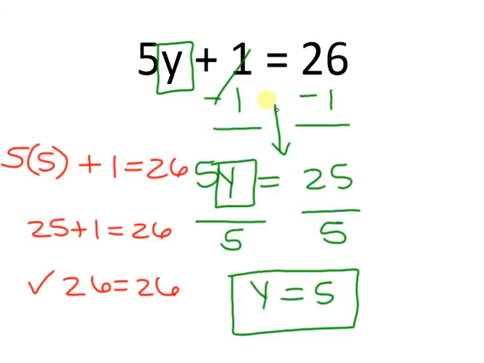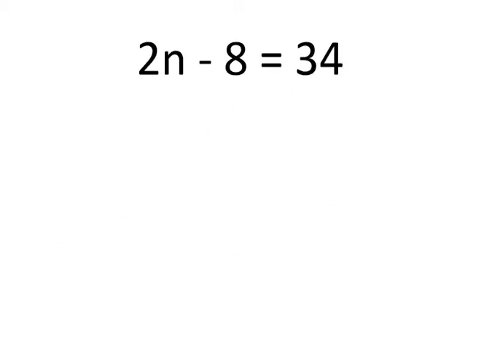Just a quick note, make sure that you're following the steps and that you don't mix them up. You absolutely must take care of the constant before you take care of the coefficient. You cannot start by dividing 5 first and then going back and doing the plus and minus 1. You have got to take care of your constant first. It's very important that you follow those steps.